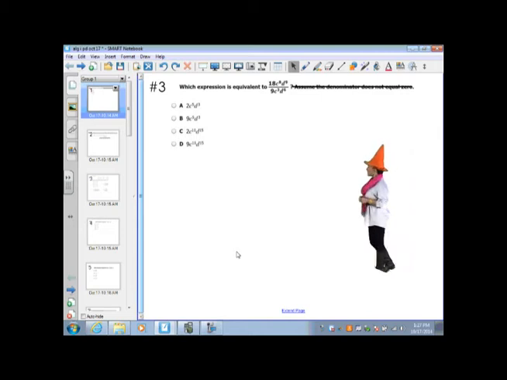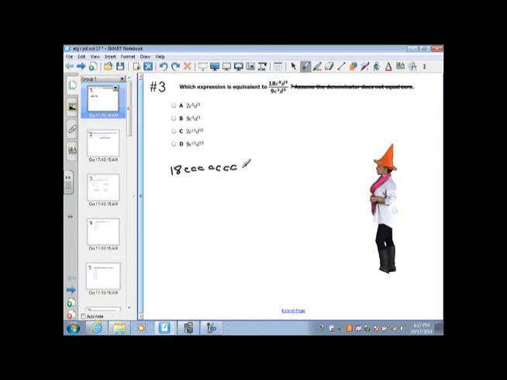So can we write out 18? And since it says c to the 8th on the top, we're going to write out 8 c's. And then since it says d to the 9th, we're now going to write out 9 d's.